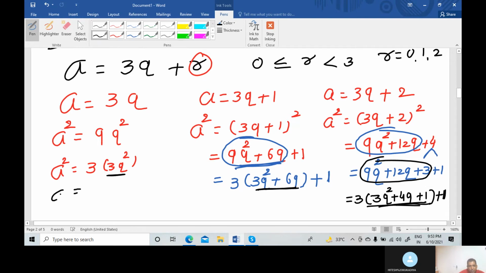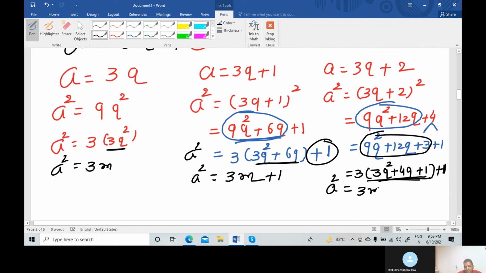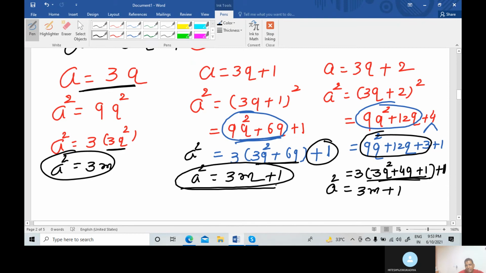So a square equals 3m. Here again a square equals 3m plus 1. This one is the remainder, right? And again a square equals 3m plus 1. Is that clear? So you can square any number of this type in such a question, and we get the answer 3m or 3m plus 1.